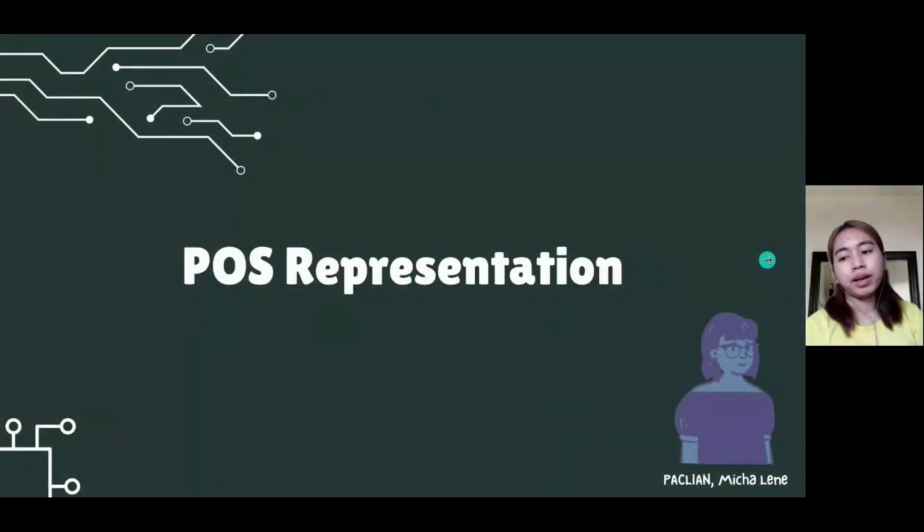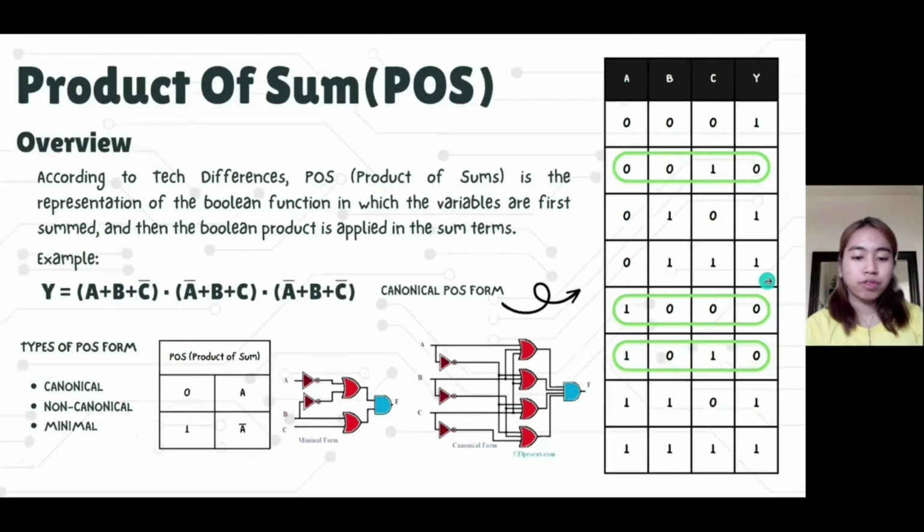Good day, everyone. I am Micko and I am here to discuss the product of sum representation or the product of sum form. So, product of sum or POS form is used when the output is low or zero. It is the representation of the Boolean function in which the variables are first summed and then the Boolean product is applied in the sum terms.